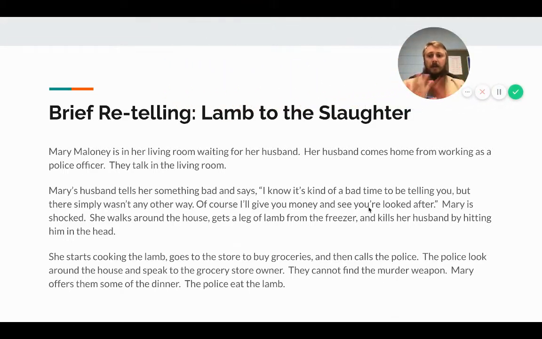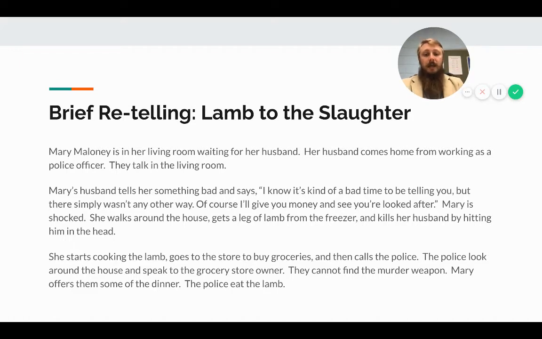was that Mary Maloney is in her living room and waiting for her husband. Her husband comes home from working as a police officer, and they talk in the living room. Mary's husband tells her something bad and says, "I know it's kind of a bad time to be telling you, but there simply wasn't any other way. Of course, I'll give you money and see you're looked after." Mary is shocked. She walks around the house, gets a leg of lamb from the freezer, and kills her husband by hitting him in the head.